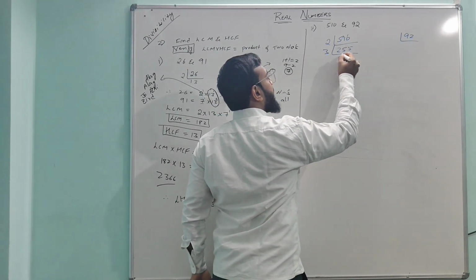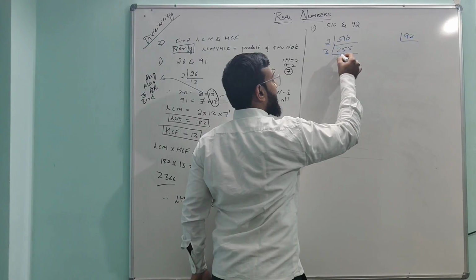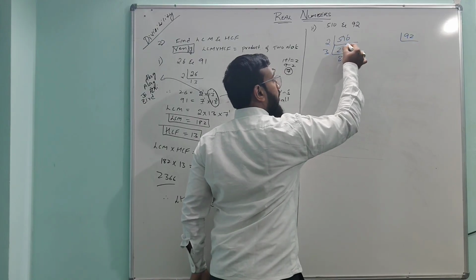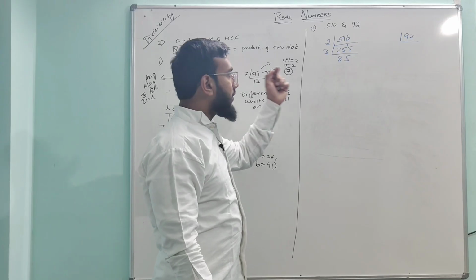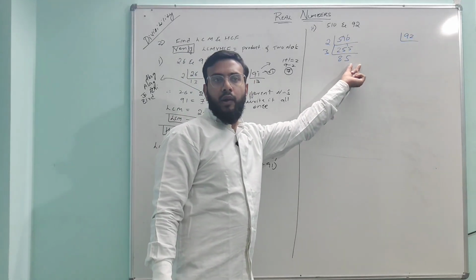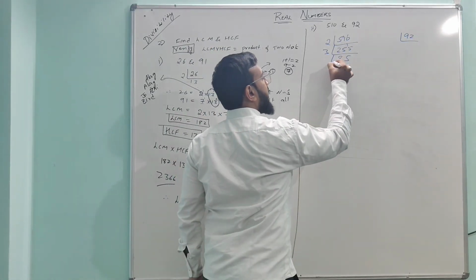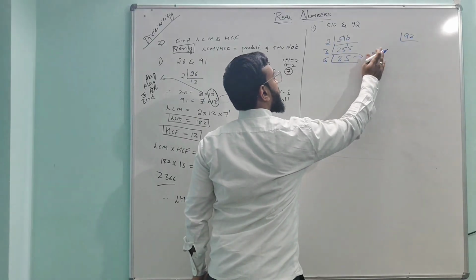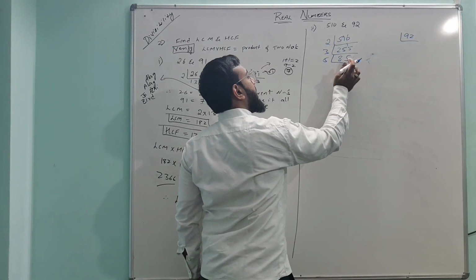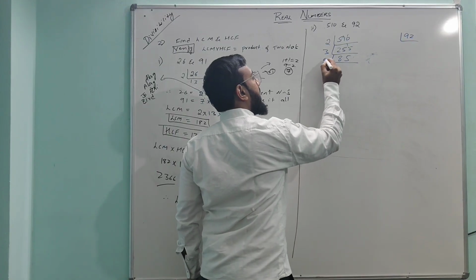3 6s are 18... 3 8s are 24, 1 carry. 3 5s are 15. 85. Is 85 divisible by 3? 8 plus 5 is 13. No, it's not divisible by 3. I'll go ahead with 5, since the unit place has 5. Either 0 or 5 we need to have in the unit place. We have 5 here, so it is easily divisible by 5.